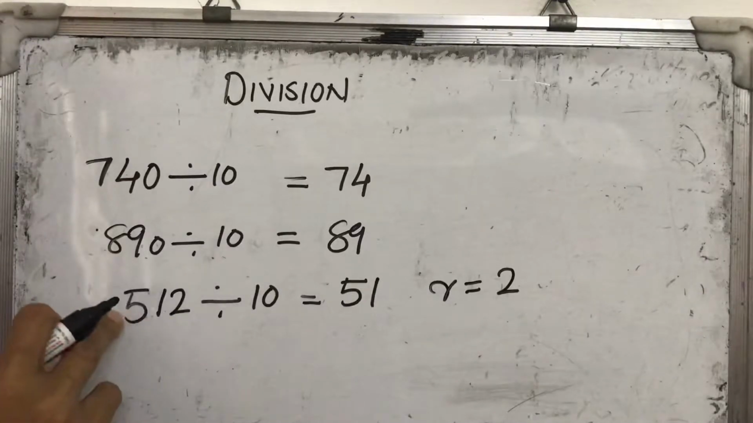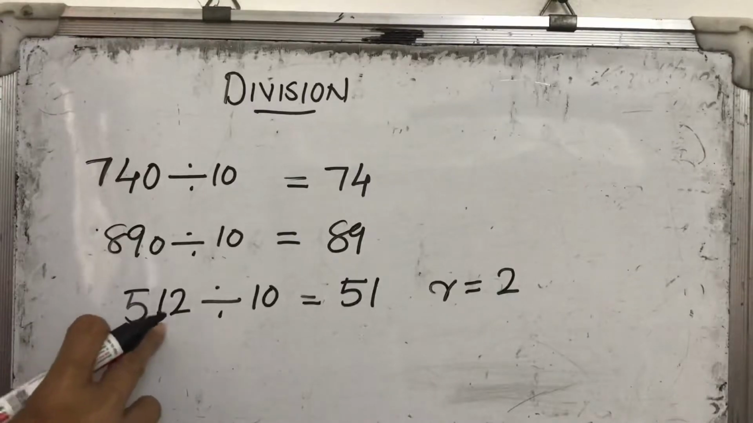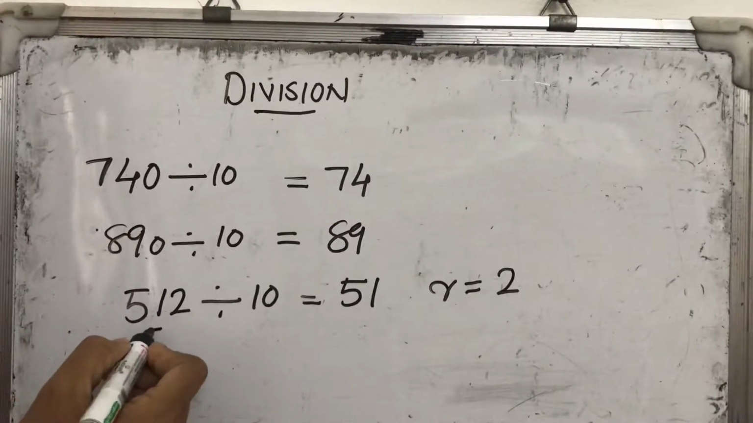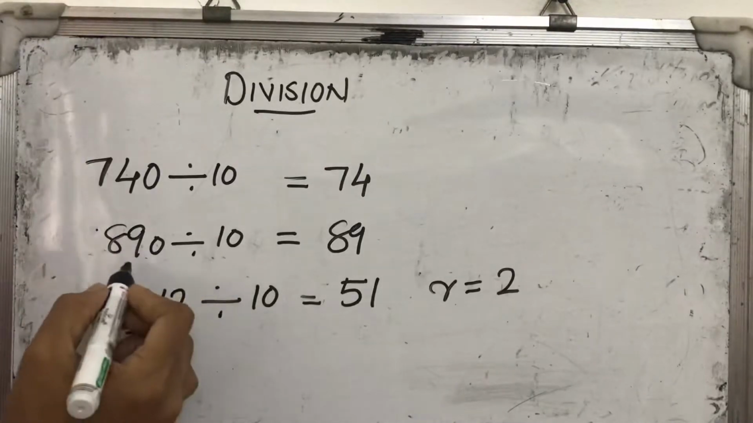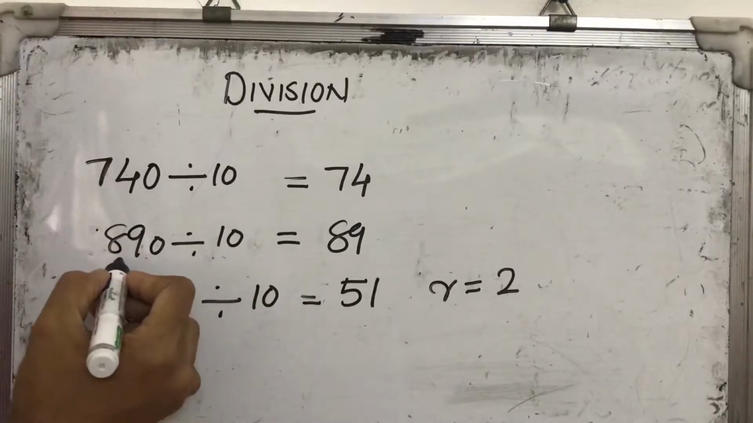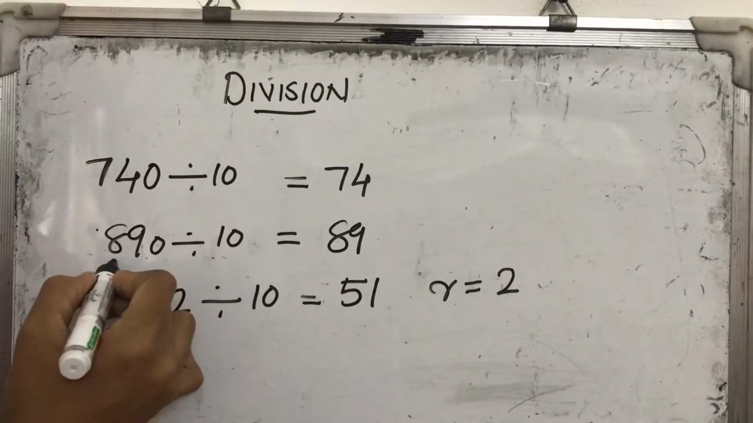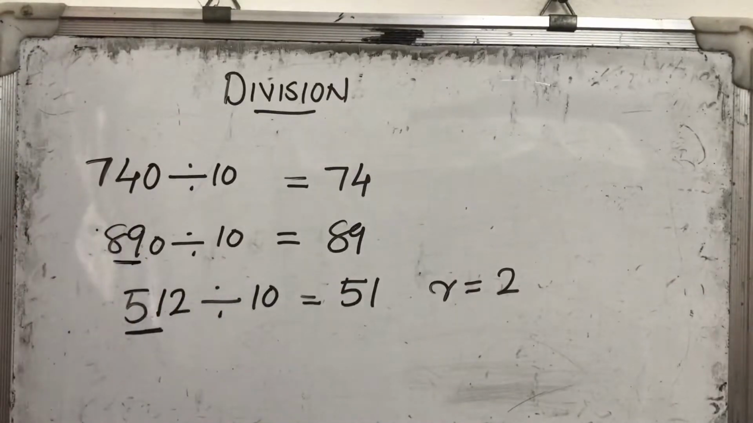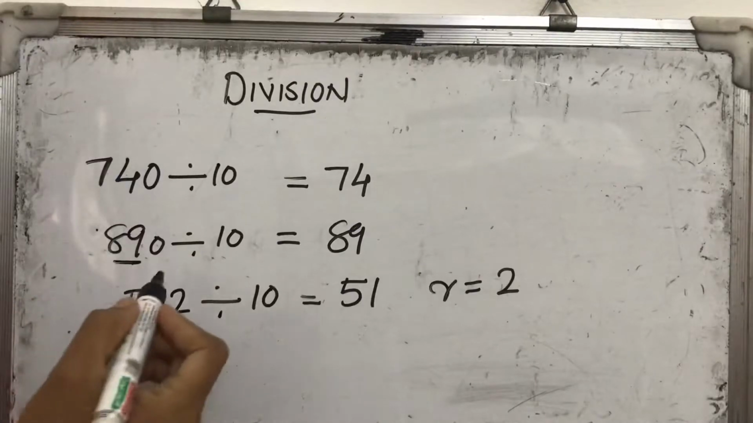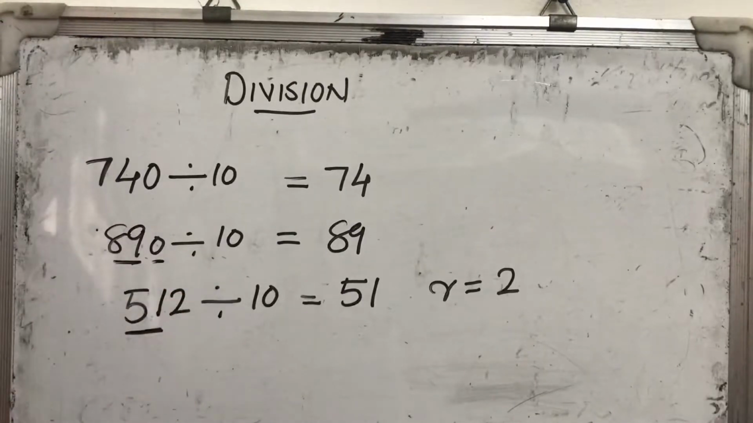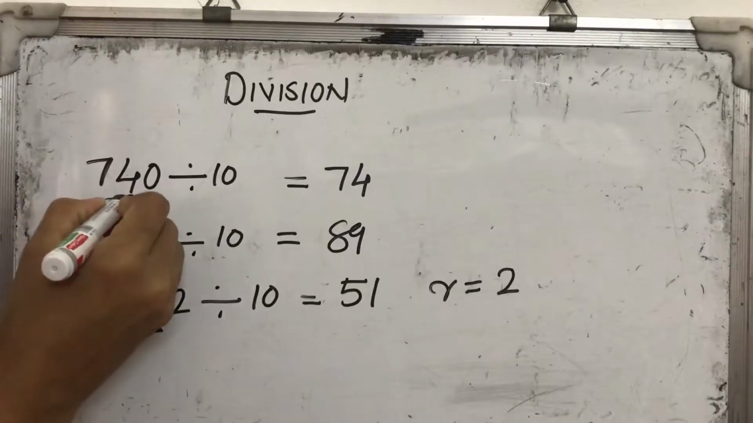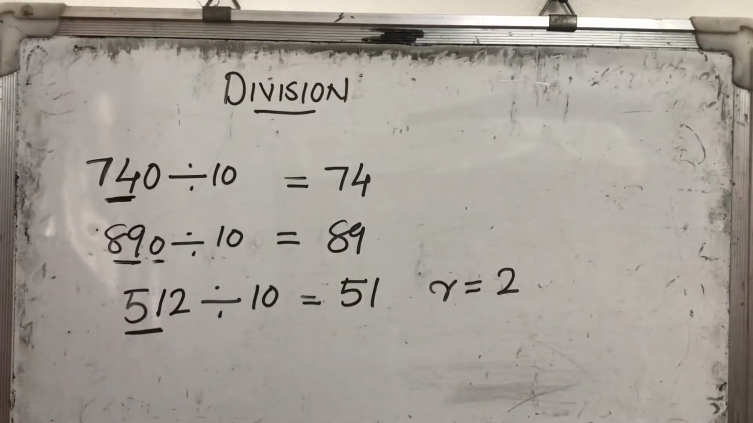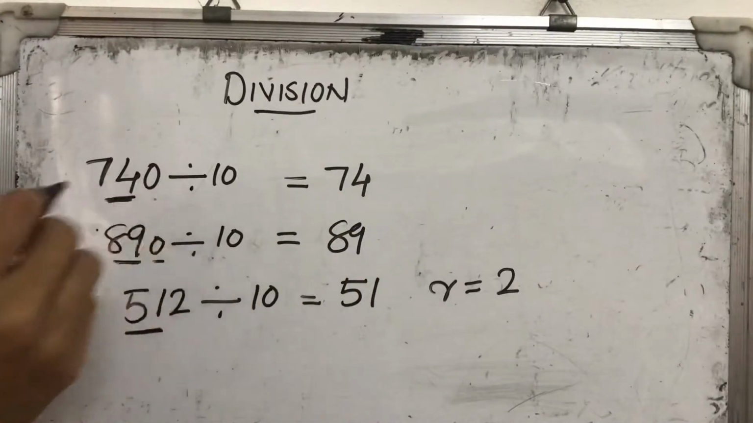In this case, the tens and hundreds place, these two numbers will be the quotient. Just like in this case also, when we divide 890 by 10, take that hundreds place and tens place, that will be the quotient, and remainder will be 0 in this case. When we check the first number also, hundreds place and tens place make 74, that will be the quotient, and 0 is the remainder.